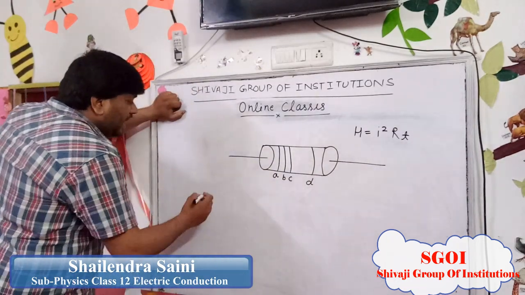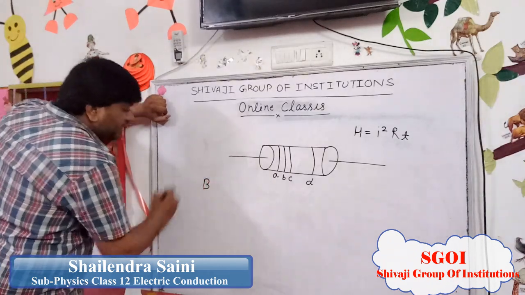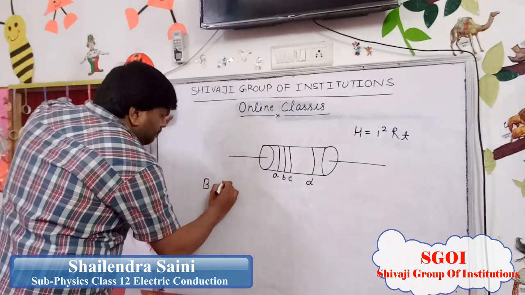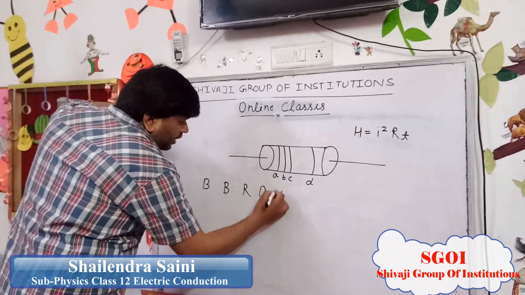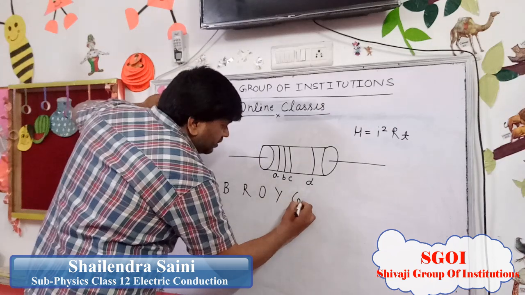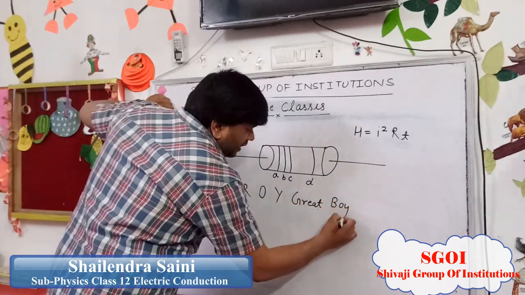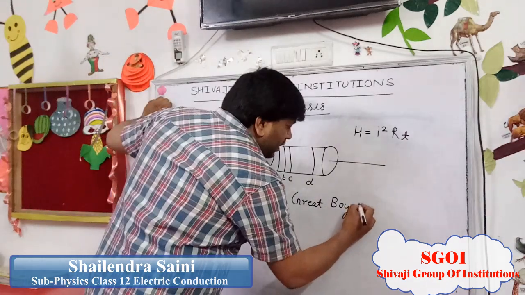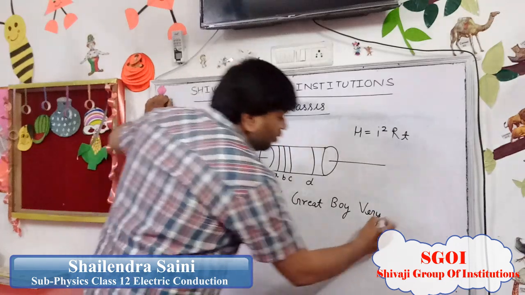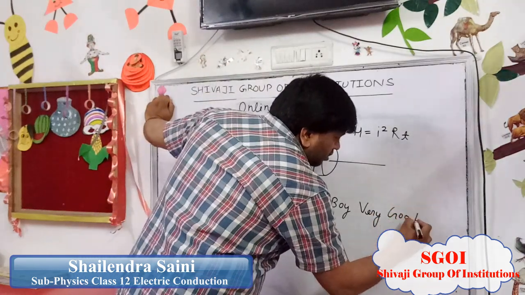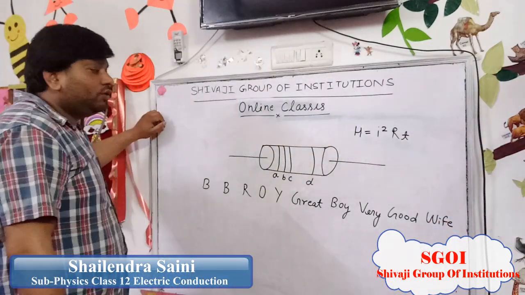Here I am giving you a learning method, well known as BB Roy. Great BB Roy, Great Boy, Very Good Wife. BB Roy was a great boy, and his wife was very good, so very good wife. BB Roy great boy, very good wife.